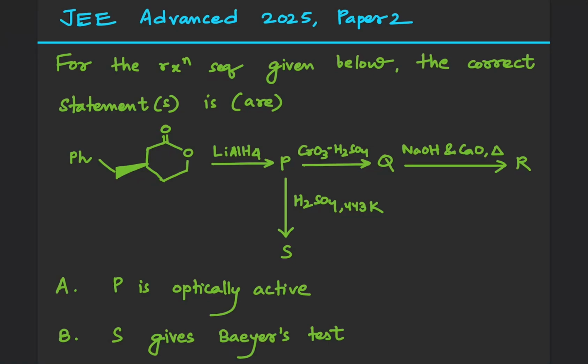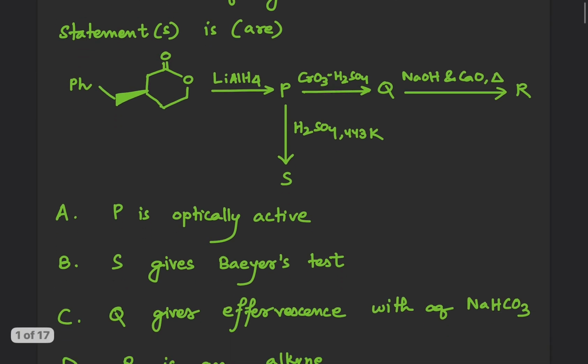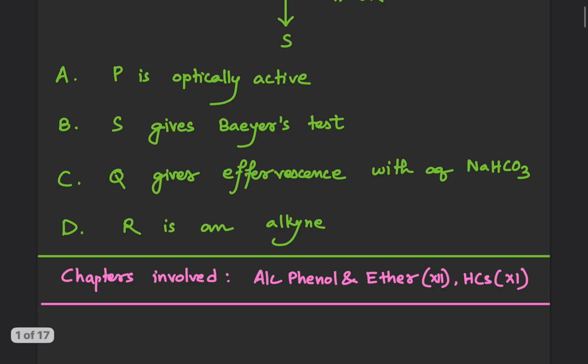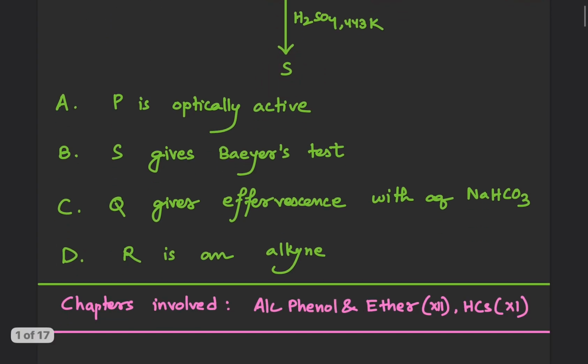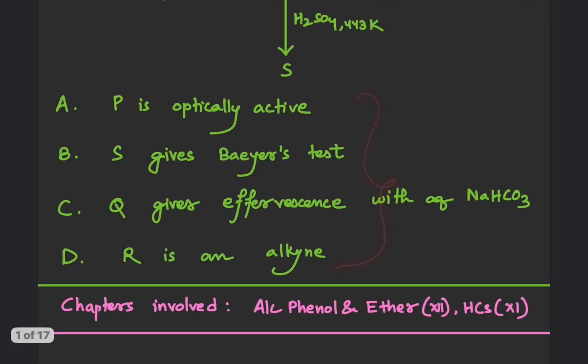Hello everyone. So this is a question from JEE Advanced 2025 paper 2. For the reaction sequence given below, the correct statement is R. So we have a starting compound here. This is treated with LiAlH4 to get P, then Q, then R and S, and a few options are given to us. Based on P, Q, R and S, we have to obviously find out P, Q, R and S. Only then can we think about these options.